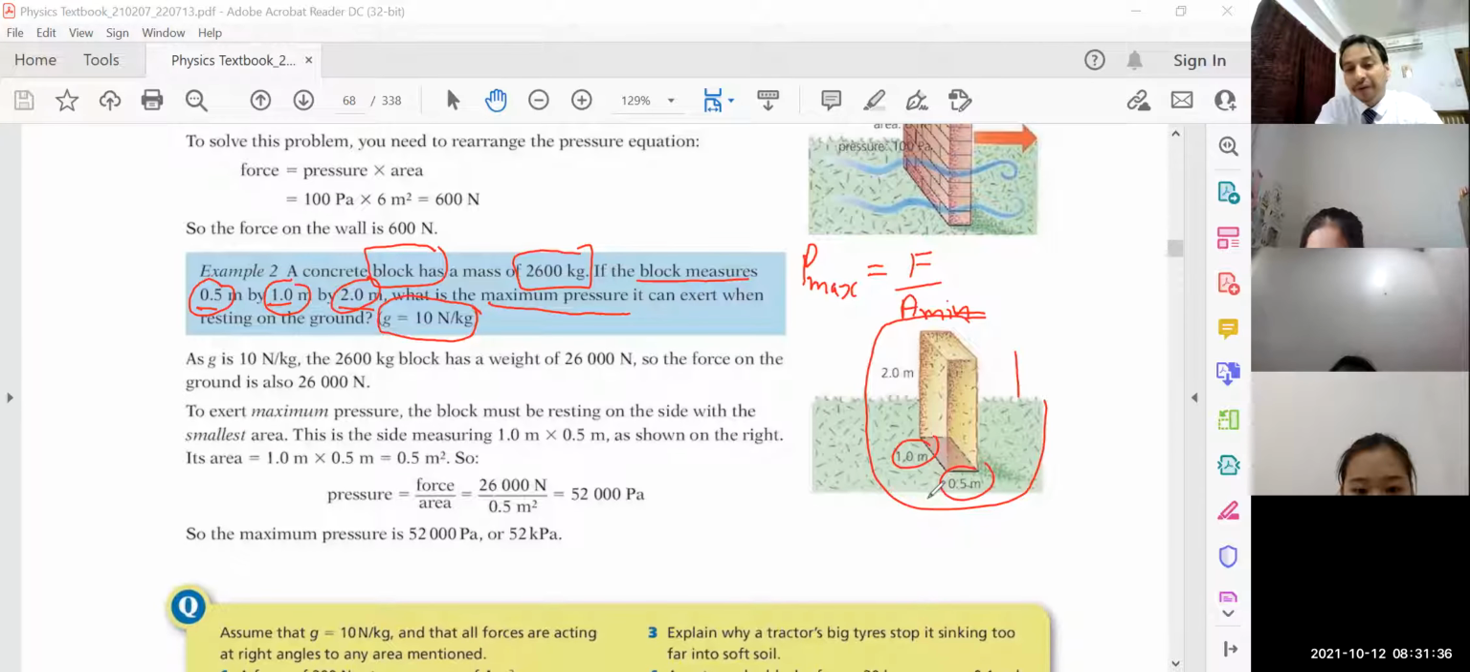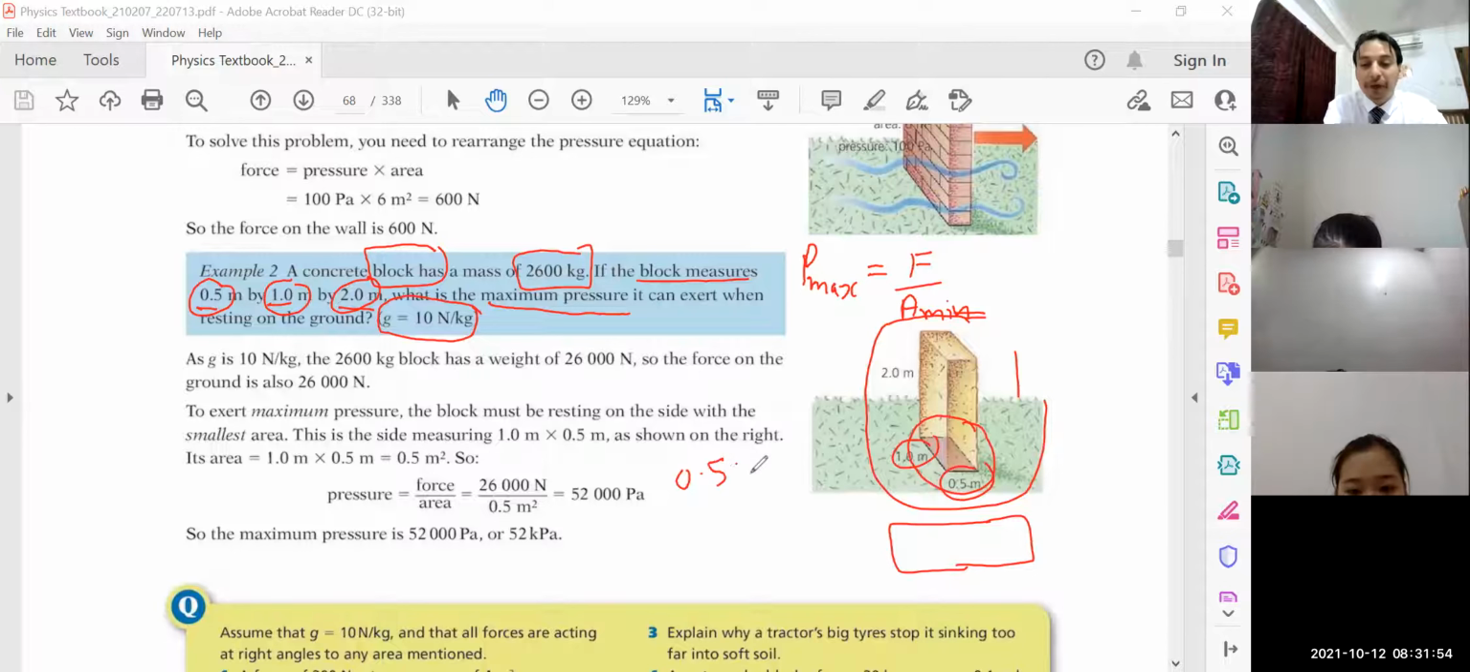If you try to place this block like this, I'm just keeping it in this way, that is not giving the minimum area, but it is giving us the maximum area. So better, we have to keep it in this way. When I take 0.5 multiplied by 1, I will get the minimum area. But if I take 0.5 multiplied by 2, still it is not giving me the minimum area. And if I take 1 multiplied by 2, still it is not giving the minimum area.